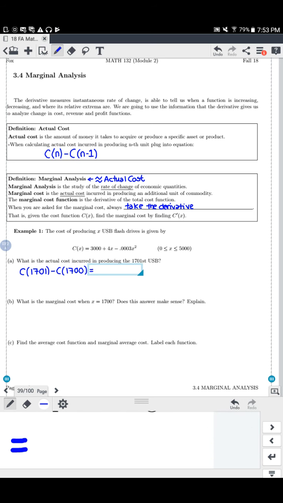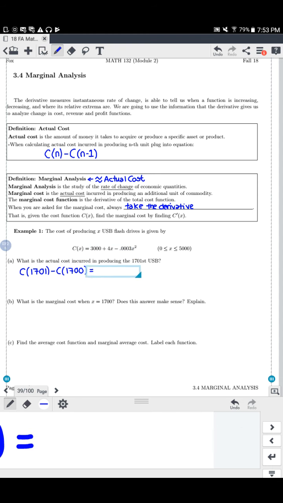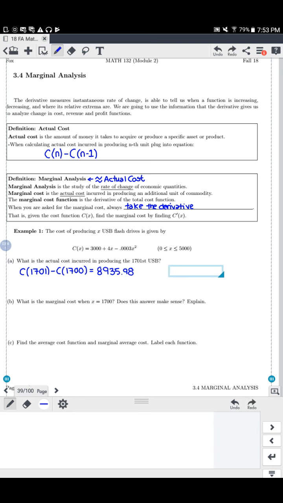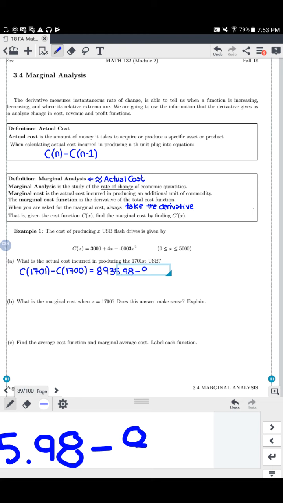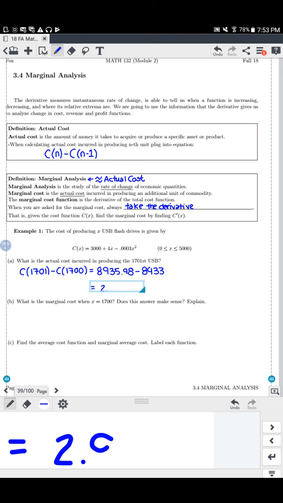So that's where I'm getting these numbers here. I plugged into this cost function up here. When I plugged in 1701, the total cost I got for all 1701 is $8,935.98. Minus when you plug in 1,700 to the total cost function, you get $8,933. The difference between those two, subtracting them, is $2.98.